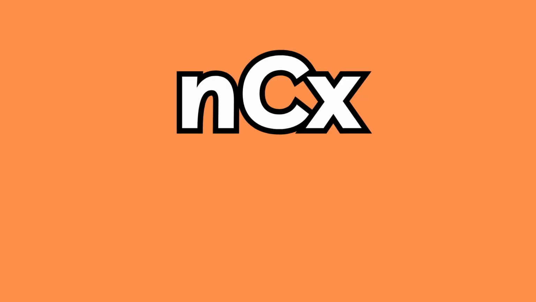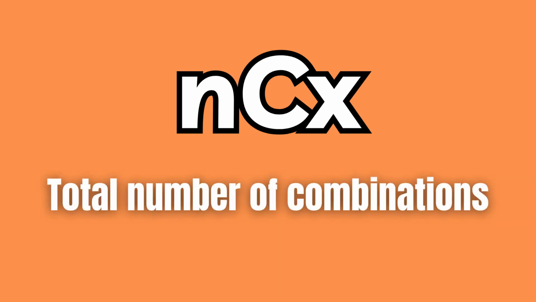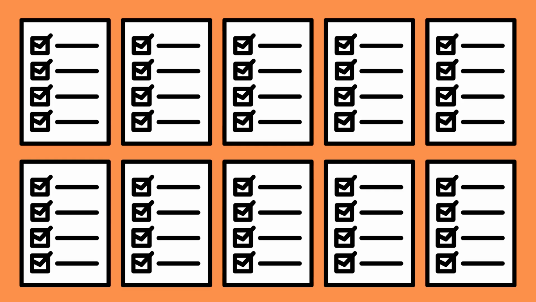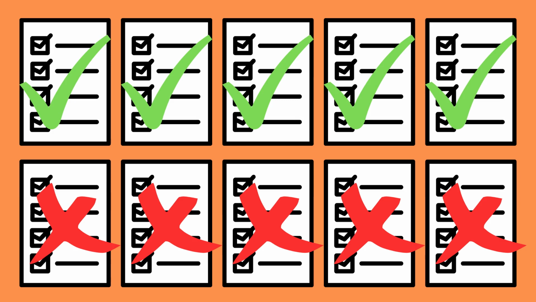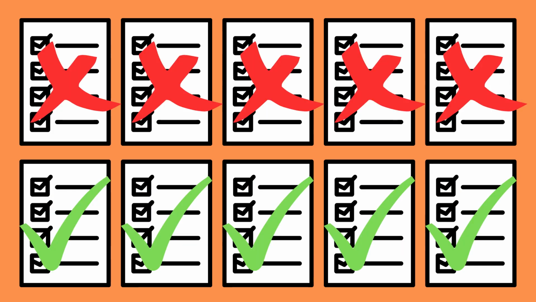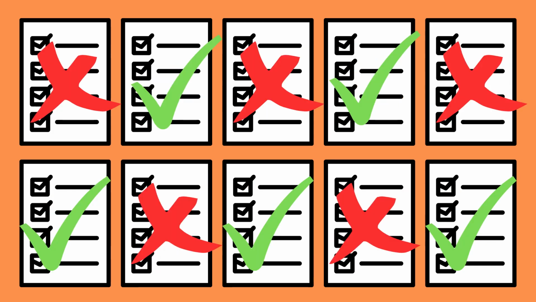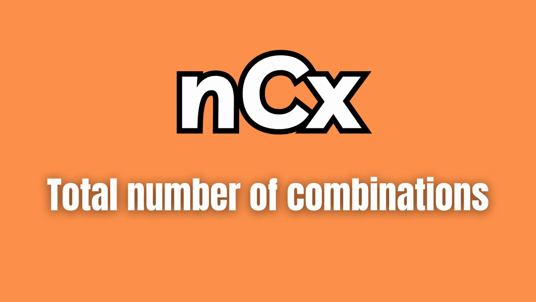Let's start with n choose x. This gives us the total amount of combinations in which we can answer exactly 5 questions correctly. Since there is a total of 10 questions, we could answer the 5 first ones correctly, or we could answer the 5 final questions correctly, or then anything in between. This part of the formula lets us count all of these possible alternatives.